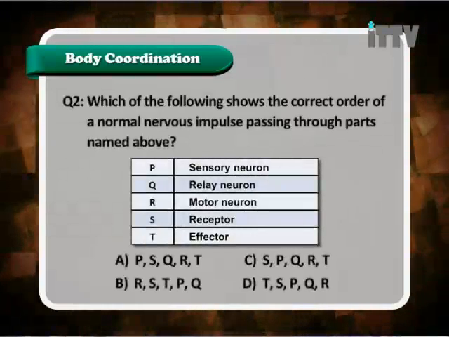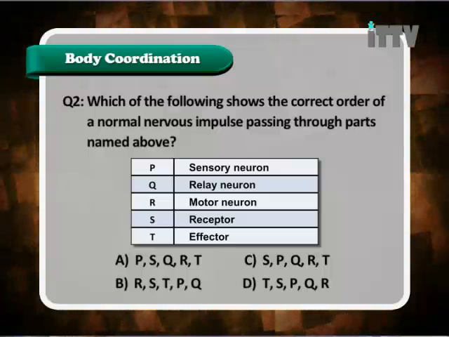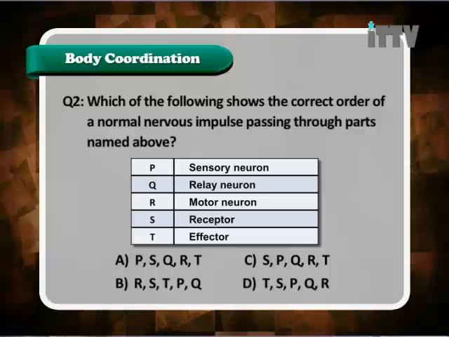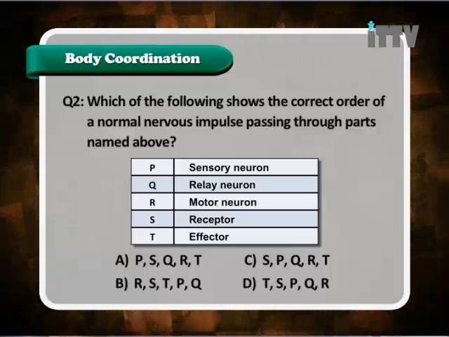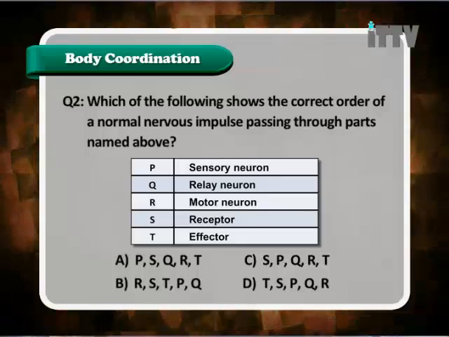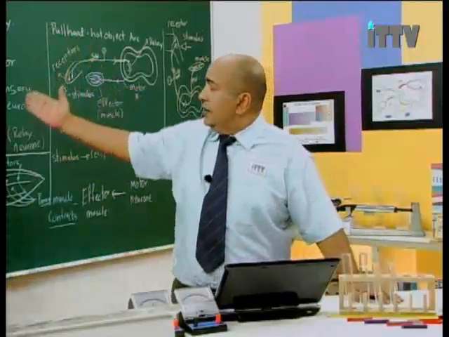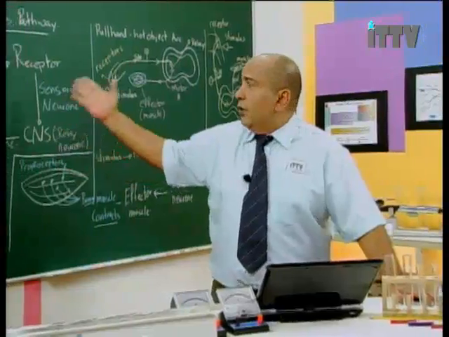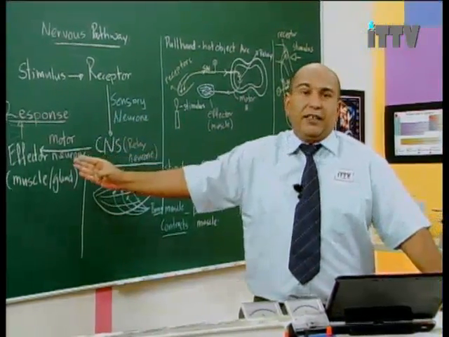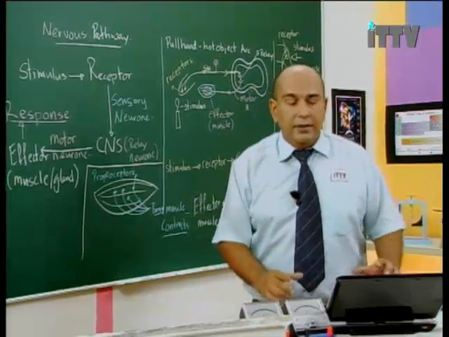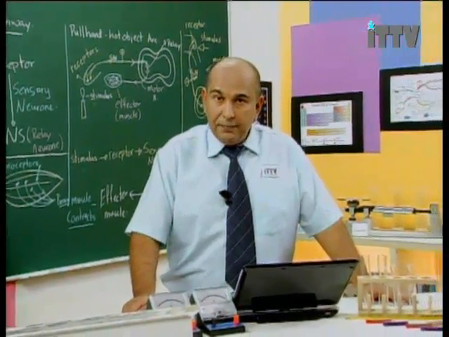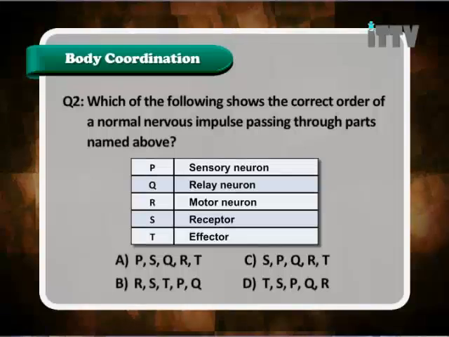Question 2. P, sensory neuron, Q, relay neuron, R, motor neuron, S, receptor, T, effector. Which of the following shows the correct order for a normal nervous impulse passing through parts named above? Now, remember, this is the key over here. Stimulus, receptor, sensory neuron, relay neuron, motor neuron, effector. That's what we're looking at. Try to put them into the right order. Have you done it? Let's check the answer.